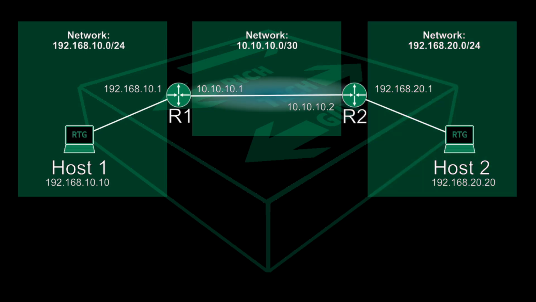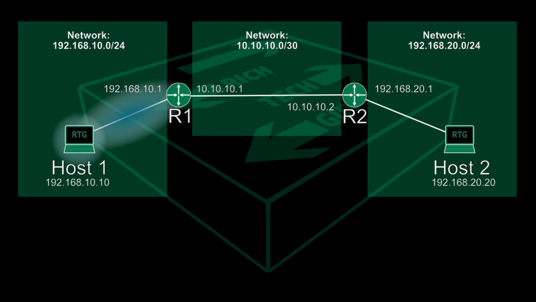Between the routers, there is a point-to-point link on the network, which is the 10.10.10.0/30 network. On this network, router 1 has the IP address of 10.10.10.1, and router 2 has the IP address of 10.10.10.2.